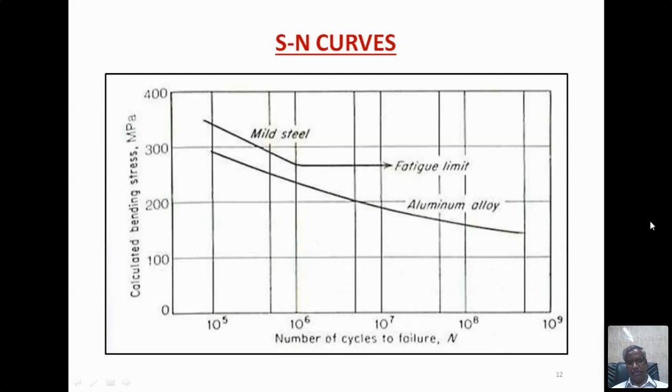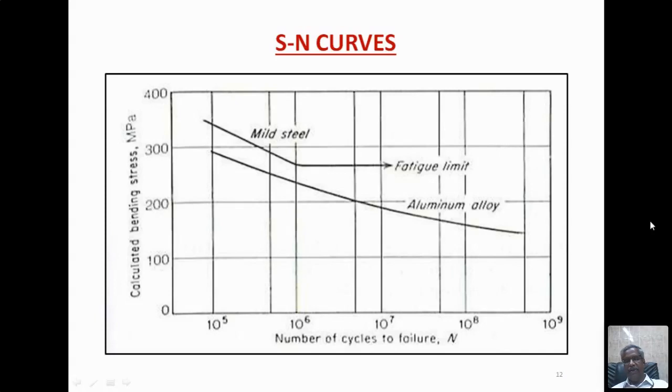So you test 10 or 12 or 15 specimens at different stress levels, and then you plot the graph. At one point, the curve will become horizontal. Horizontal means parallel to the x-axis. The point at which the S-N curve becomes parallel to the x-axis is known as the fatigue limit point. The corresponding stress value is the fatigue strength of the material. This you can get only in mild steel.